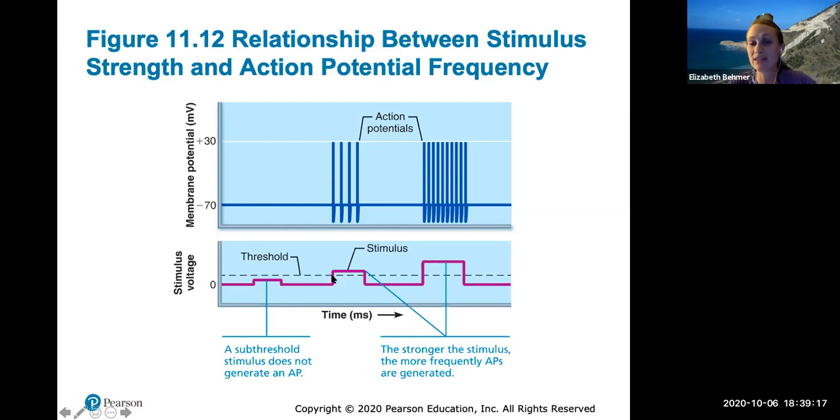But here we have the stimulus reaching that threshold voltage, so we'll fire off action potentials. The stronger the stimulus, the more action potentials will be generated. But you'll notice that the action potentials, the inside of the cell, never get past about positive 30. If we have a stronger stimulus, that just means we're generating more action potentials.